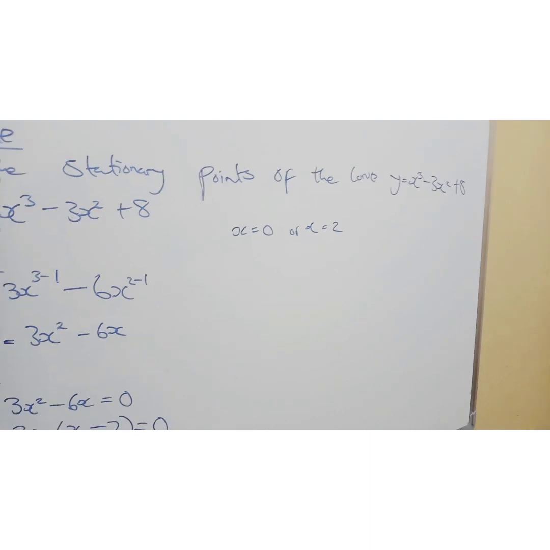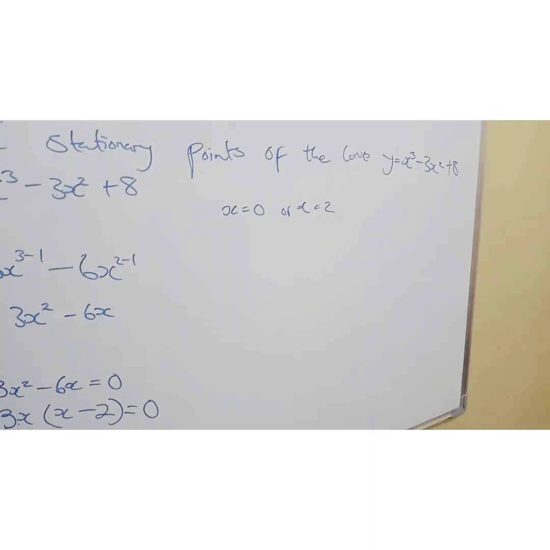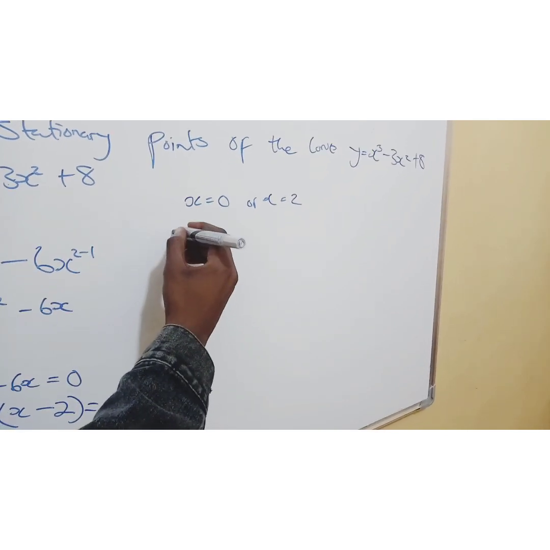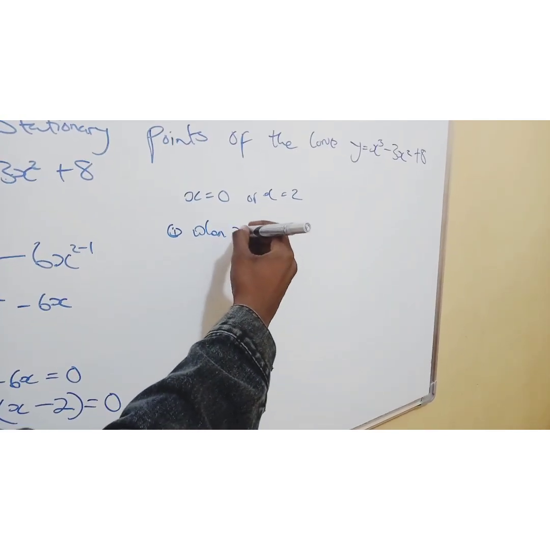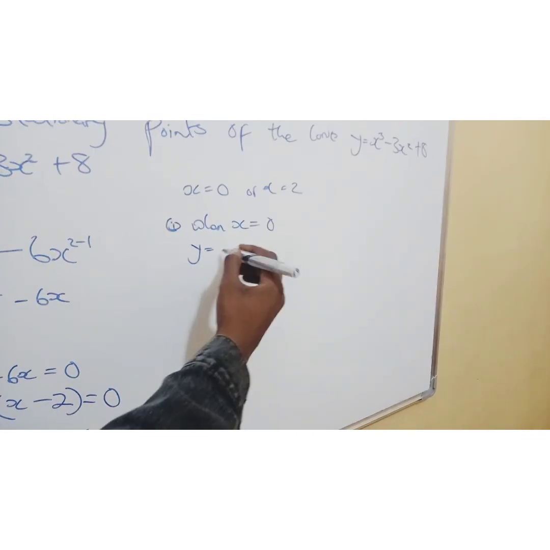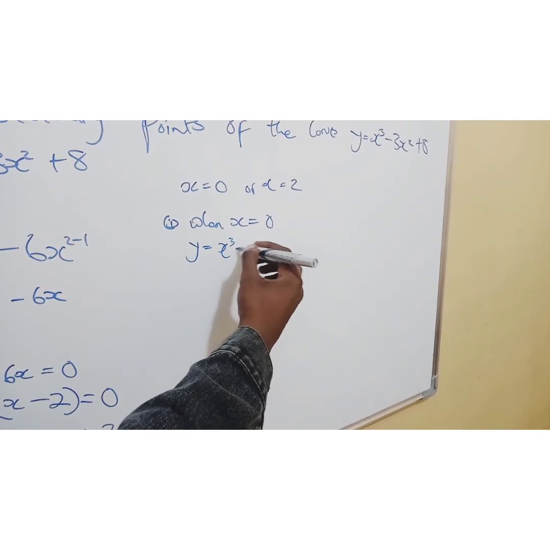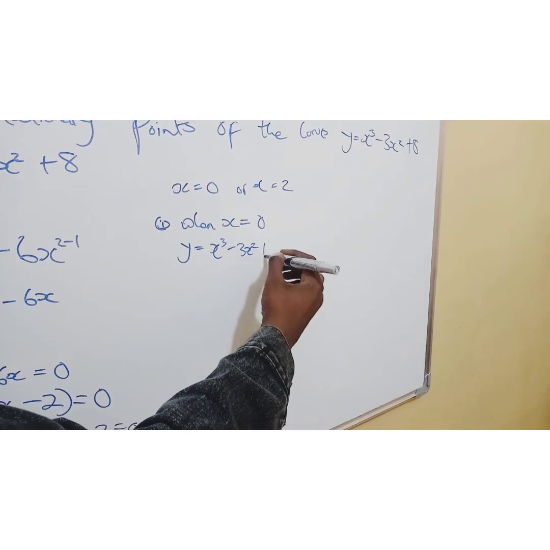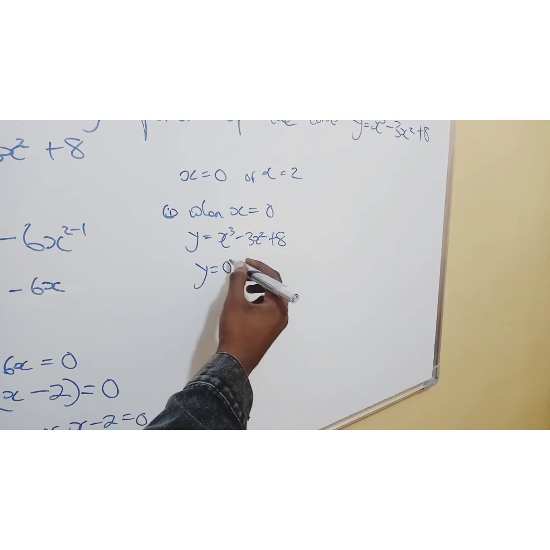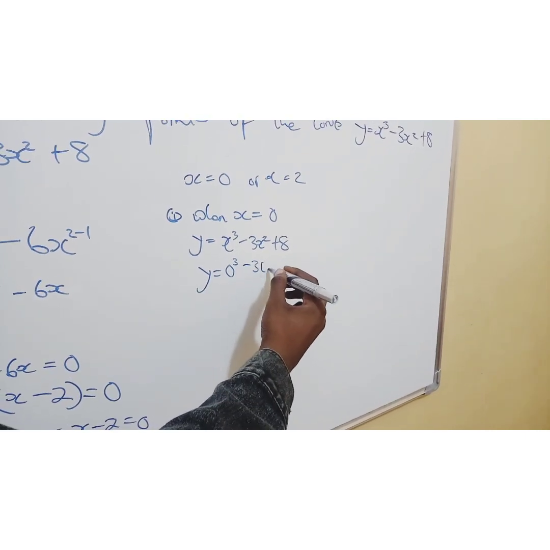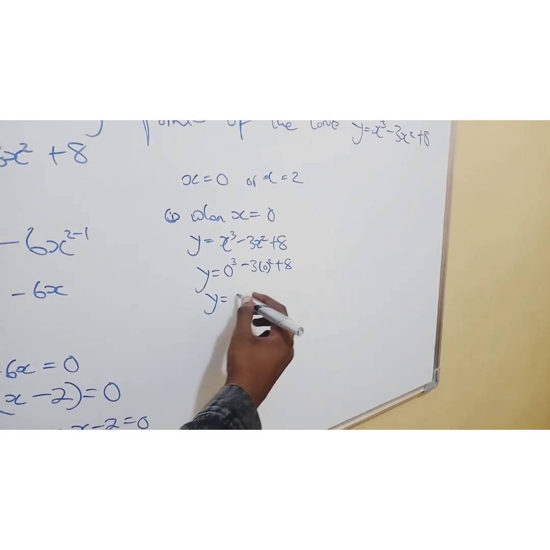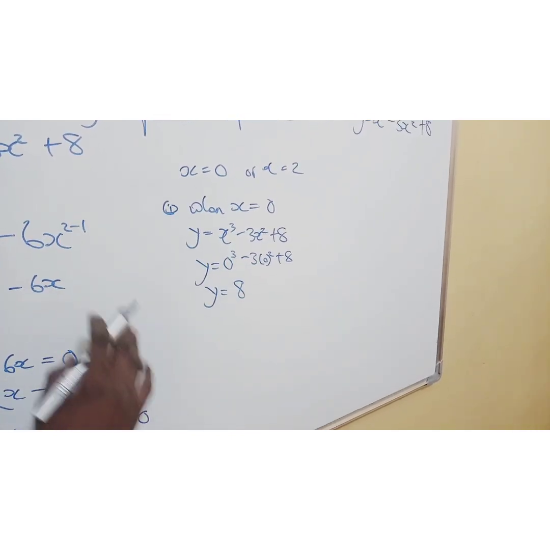What you need to do now is find your y. How do you find y? Always when you're finding y, you use the original. So you say when x is equal to 0, what is the y? Let's write our equation: x to the power 3 minus 3x squared plus 8. So y is equal to, where there's x, let's put our 0, 0 to the power 3 minus 3 times 0 squared plus 8. So this will give you 8.